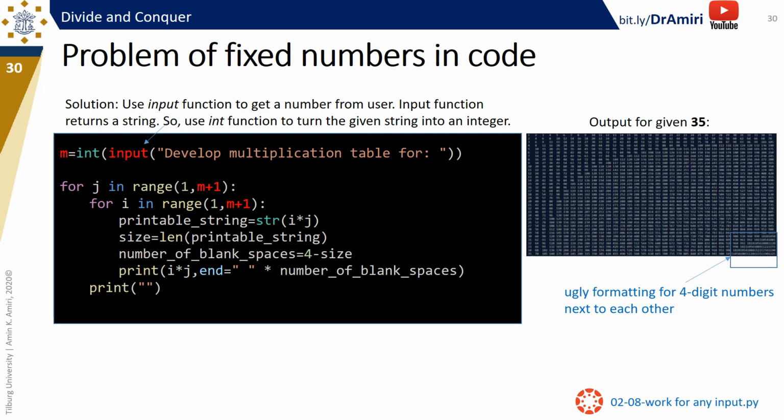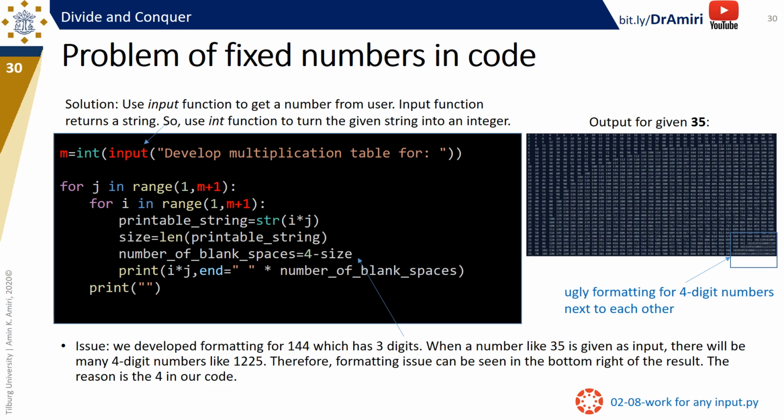And I can say that the reason is that we developed formatting for 144 that has 3 digits. But if we are going to multiply 35 by 35, we're going to have a 4-digit number. So the assumption that we had is not correct anymore. That 4 that you see here causes trouble, and you see this kind of issue in very professional programs as well.